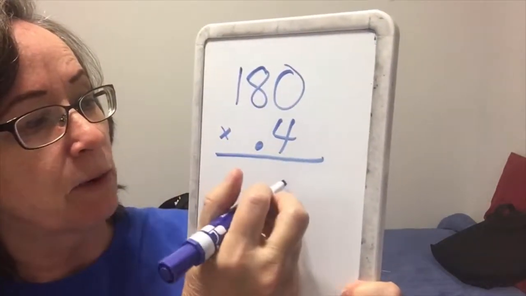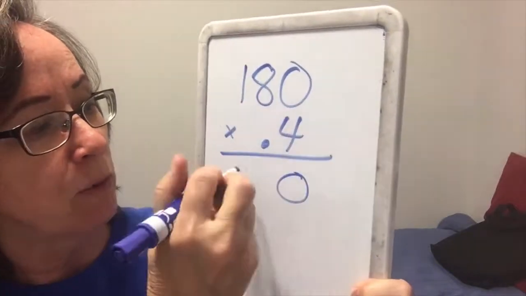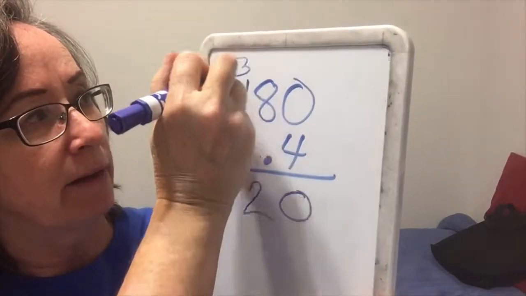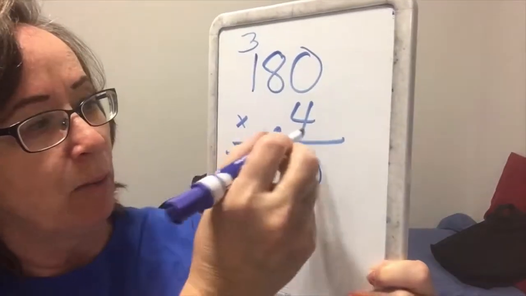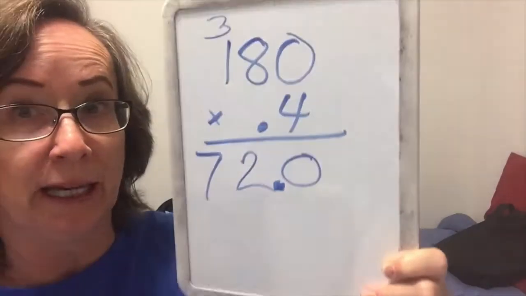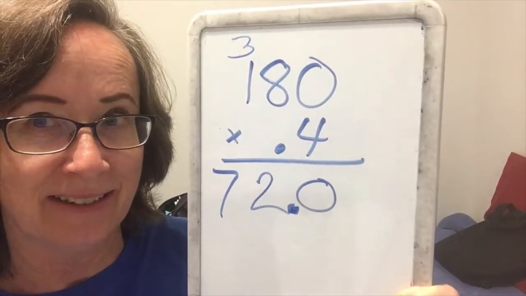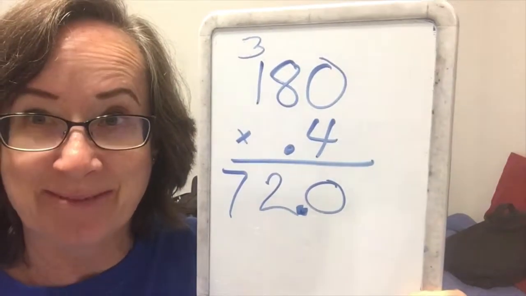So 0 times 4 is 0. 8 times 4 is 32. So we carry the 3. 1 times 4 is 4 plus 3 is 7. We have one decimal point. So indeed we do get 72. And we've answered the problem.